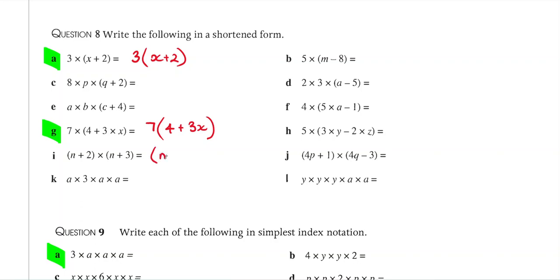Yeah, so you can't do anything. You'll have n plus 2, and then you just put it next to the n plus 3. Just getting rid of that multiplication sign and pushing them together.